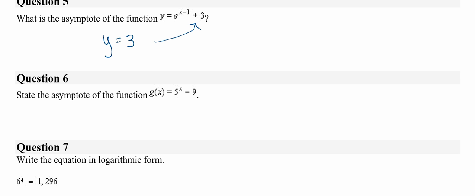This is actually the same thing down here, right? Here's my asymptote, and if I graphed it, then it would be at y equals negative 9. But this plus or minus d right here is the easiest way to do it.